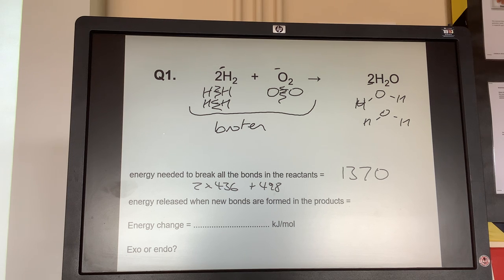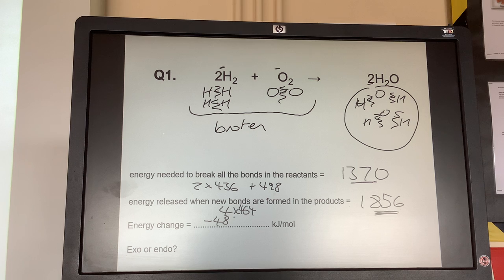Then we're going to work out the energy released when new bonds are formed in the products over here. New bonds, can you see? There's actually four. One, two, three, four. There's four bonds. You'll notice they're all OH bonds. They're all O's, oxygen atoms joined to H. And they all have a value of 464. So the energy released when the new bonds are made is 4 times 464, which is 1,856. The energy change then is broken minus made to give you a value of minus 486.